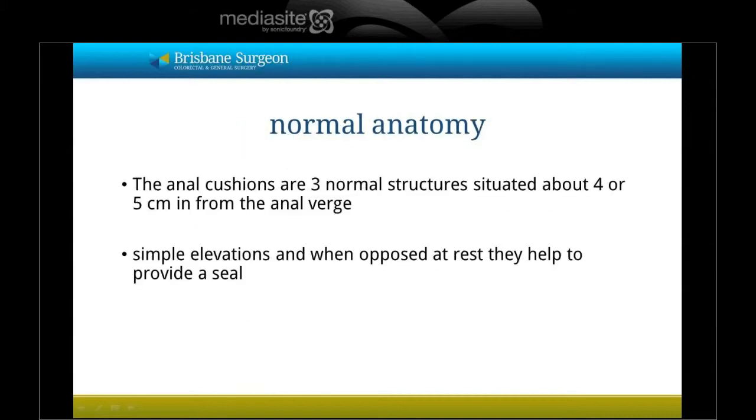Under normal circumstances, we have 3 anal cushions, and these are normal structures that you are born with, situated about 4 centimeters in from the outside. They are simple elevations of the lining, and they have a very important function: when they are opposed at rest, they help to provide a seal so that nothing leaks out, aided by the sphincter muscle.